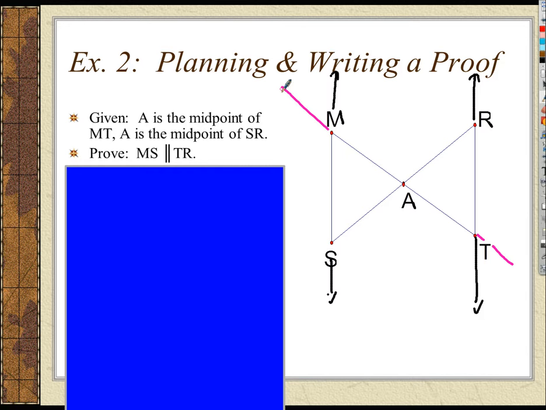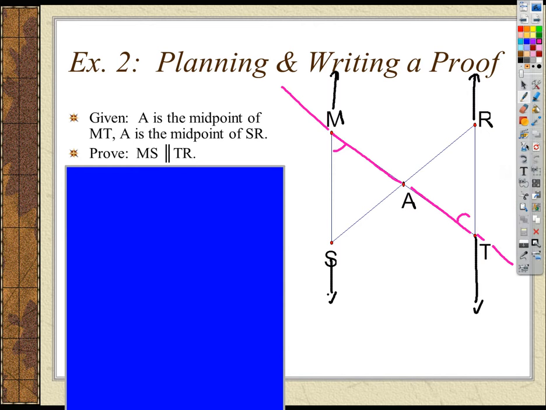Because you got to see that. If you can't see that, that's real important. They're on opposite sides of this transversal. Let me make this transversal pink so we can see this. Opposite sides, but inside the two parallel lines. So if we could show that those angles were congruent, then by the alternate interior angles converse, we could show that MS and TR are parallel. That's our goal. Somehow we got to get those angles congruent to each other.